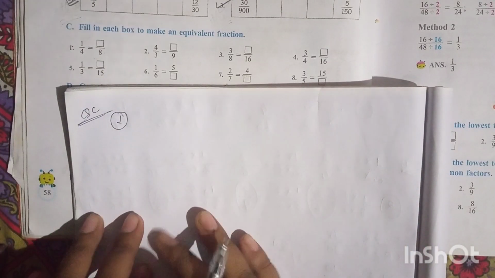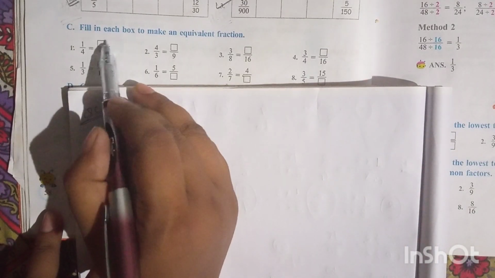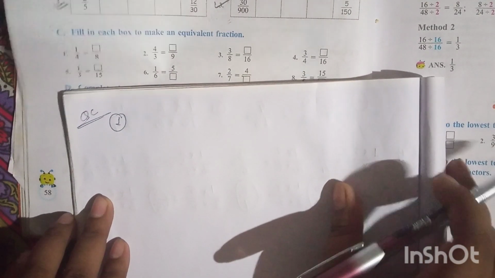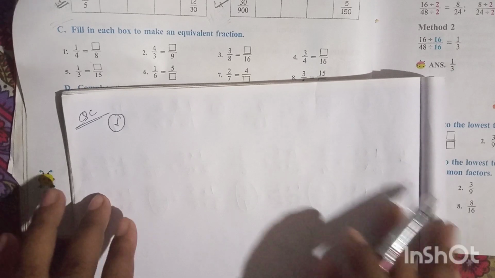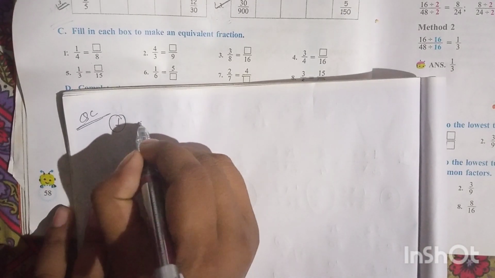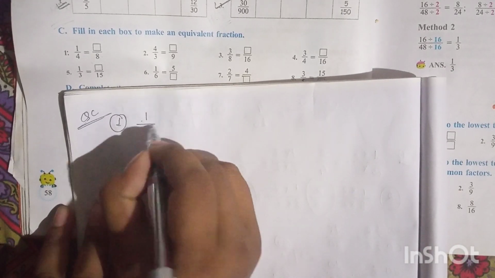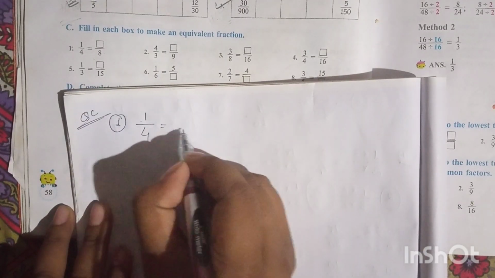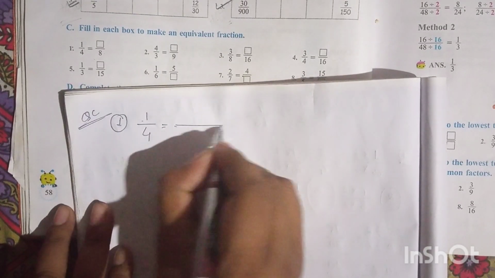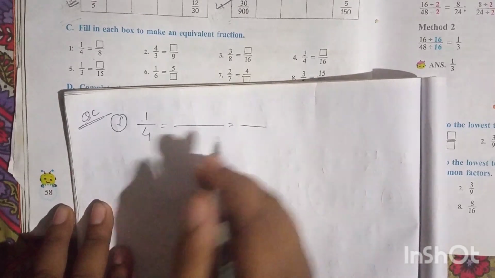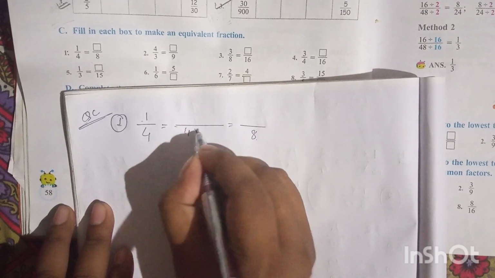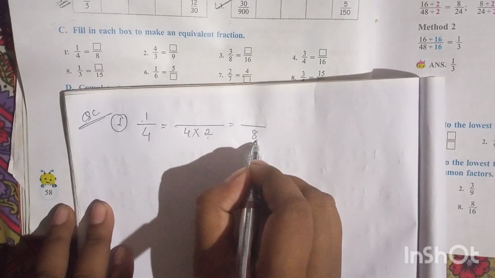Now look at question number C. Fill in each box to make an equivalent fraction. This question is very interesting. You will love it, and this is very easy also. I will show you how. So you have seen here 1 by 4. Before writing this, make a line in between, then write the answer. So you have seen here 8, right? So you know that 4 2s are 8, right?